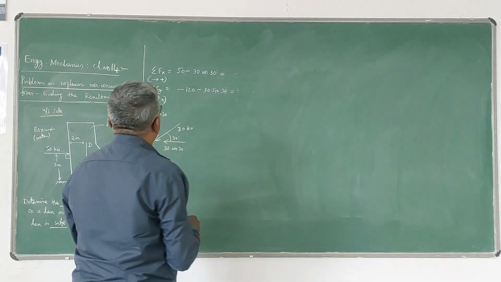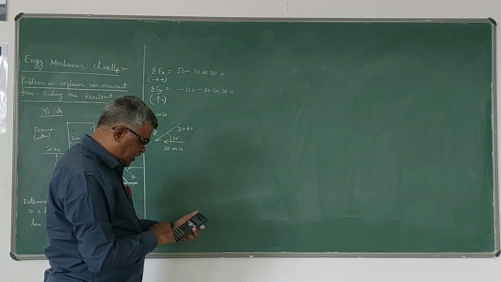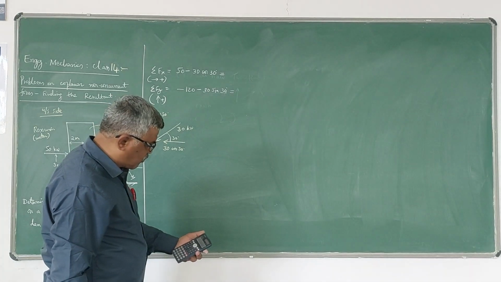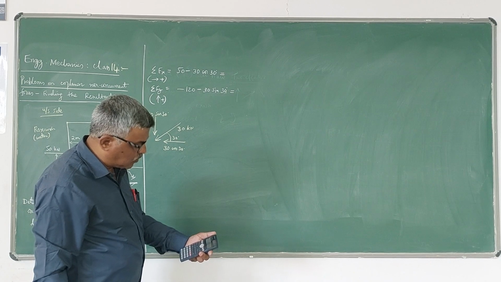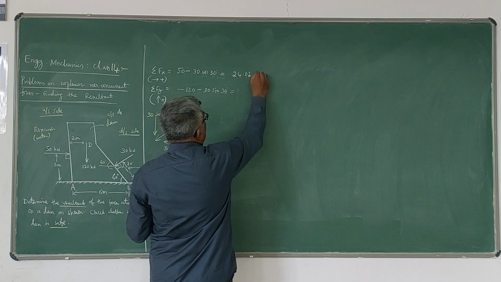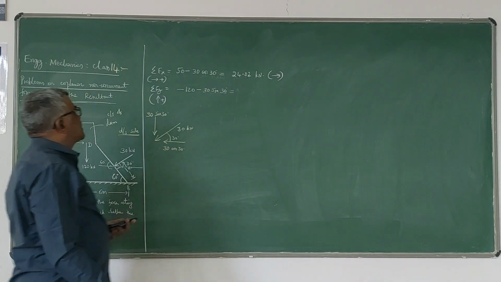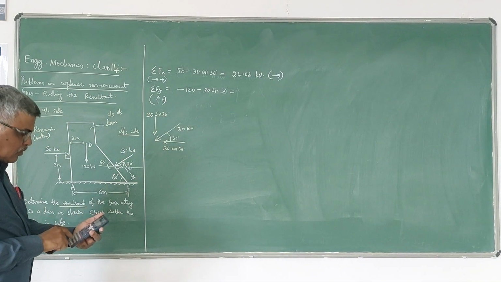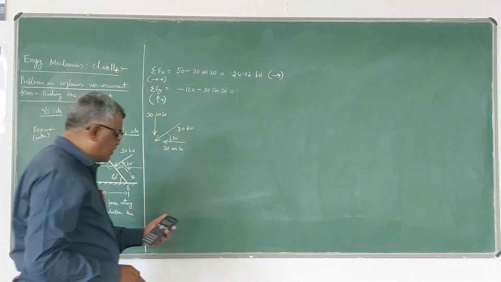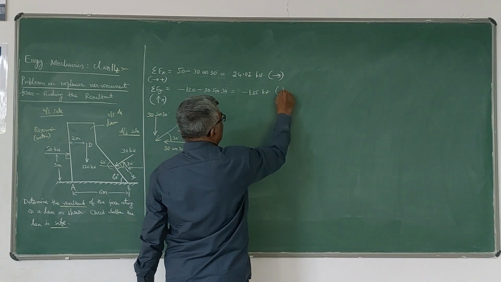So in this case, sigma fx is 50 minus 30 cos 30. So 30 into cos 30. So it works out to be 24.02 kilonewton. Please do that. This is positive, that means it is acting towards right. Then sigma fy, both are negative. So 120 plus 30 sin 30 is 15. So that means it is 135, but negative. So minus 135 kilonewton downwards.